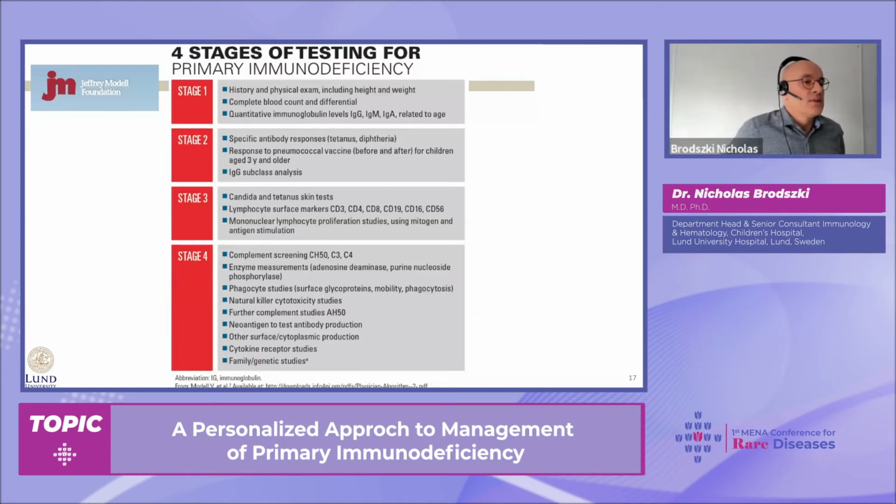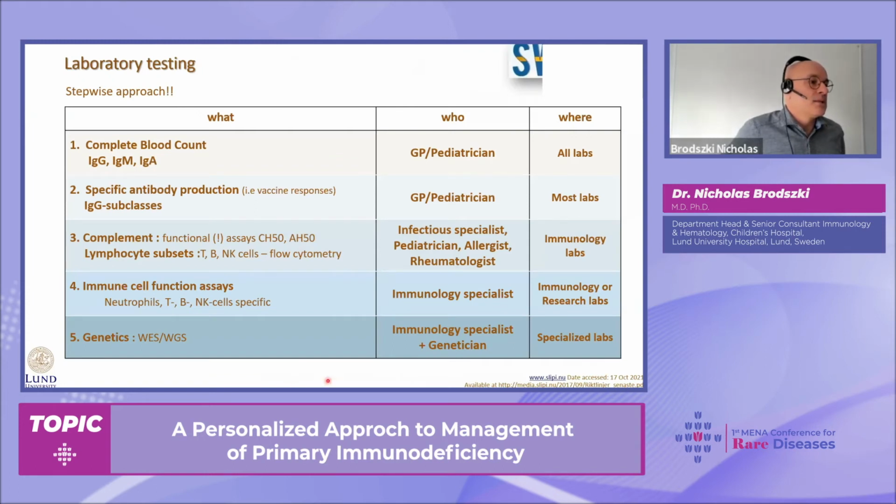Who can do what? A general pediatrician or a general practitioner, anybody can do a complete blood count and measuring IgG, IgA, IgM at all labs. Most labs will be able also to measure these specific antibody productions. Then you'll have the more specialized immunology labs for measuring complement and lymphocytes. And then you will have these more advanced tests where you need more specialized labs. But if you are looking for your immune deficient patient, as I see, most of us would be able to at least to this level to test for immune deficiency.